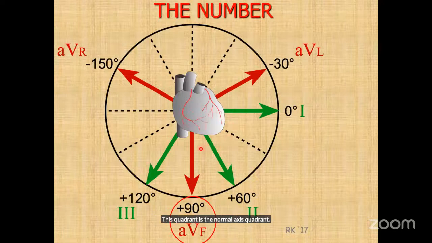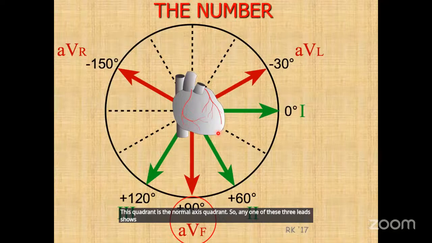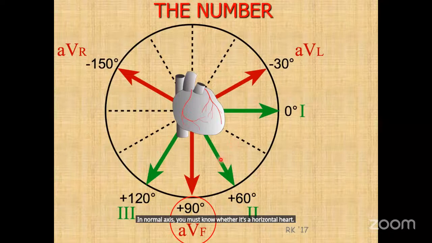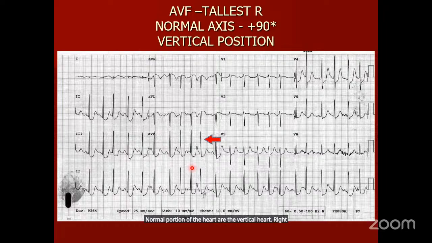So any one of these 3 leads show the tallest positive QRS complex, you are dealing with the normal axis. In normal axis, you must know whether it's the horizontal heart, normal position of the heart, or the vertical heart. Right. Now we come to the abnormal.